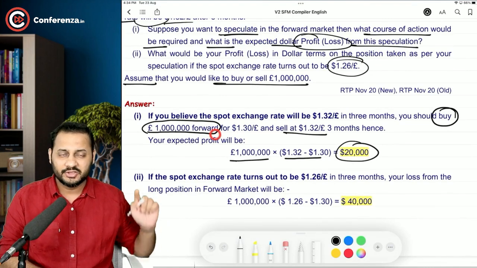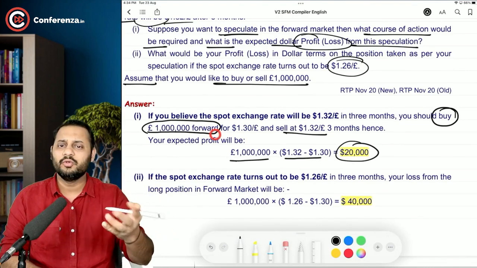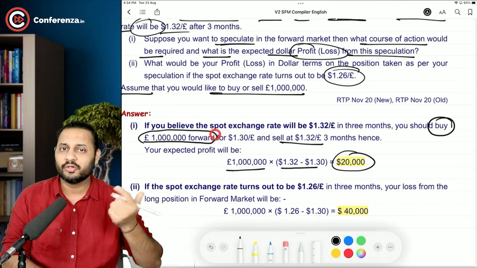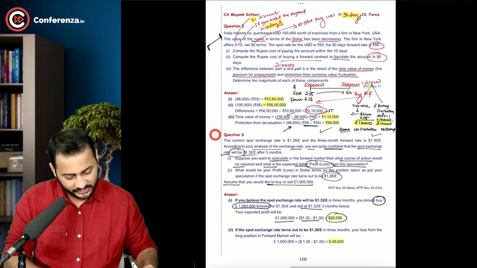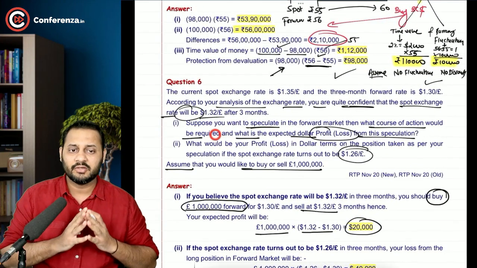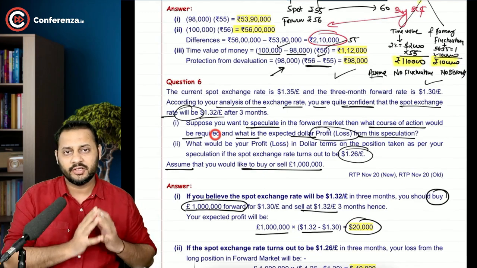See, after taking a buy position, if the rates are going down, you are going to lose. If the rates are going up, you are going to make a profit. So this was the easiest question. This question was asked in RTP November 20 and RTP November 20 new and old syllabus.